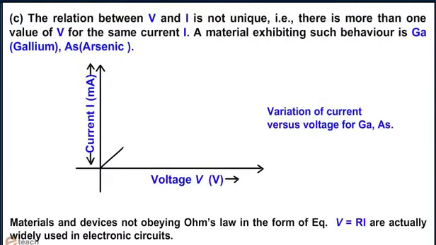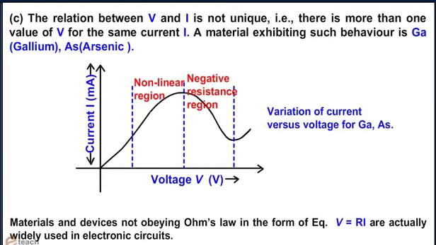Third, the relation between V and I is not unique. That is, there is more than one value of V for the same current I. Generally, metalloids show this type of behavior. These are actually used in electronic circuits.